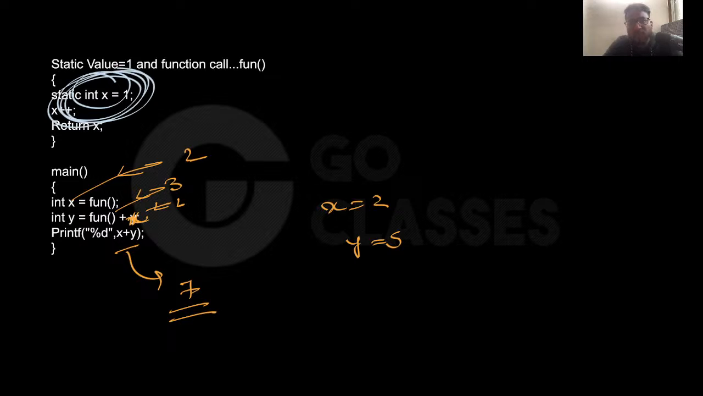I'm sure that this x was different. So these two x are different. Don't get confused between this x and this x. This x is local x. This x is also local x. So don't get confused between these two x. These two x are not related to each other.